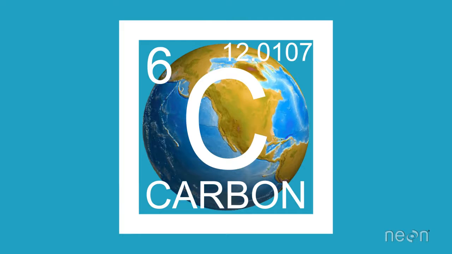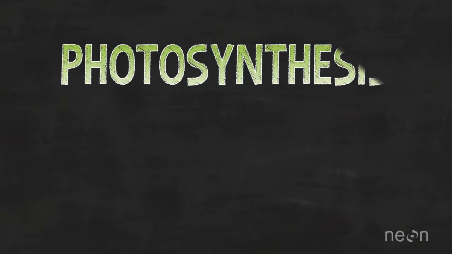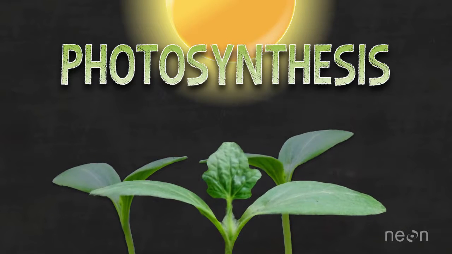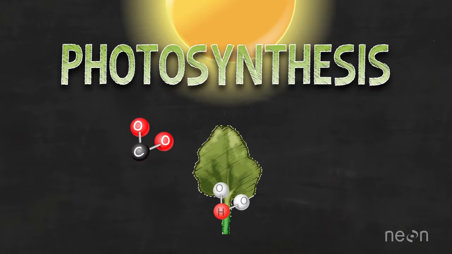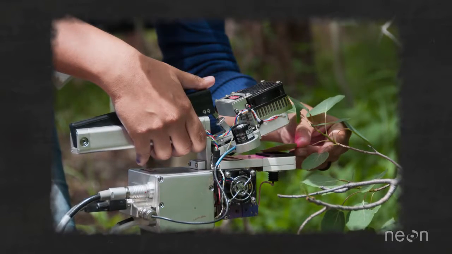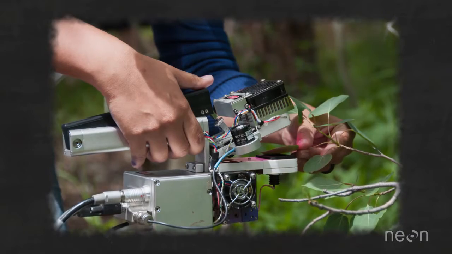supports life on Earth as we know it. In fact, we humans are 18.5% carbon. Our plant friends produce carbon through a process called photosynthesis. Through photosynthesis, plants provide that delicious oxygen that humans and other animals need and love. So understanding how much photosynthesis is happening tells us a lot about how healthy the plants are in an ecosystem.